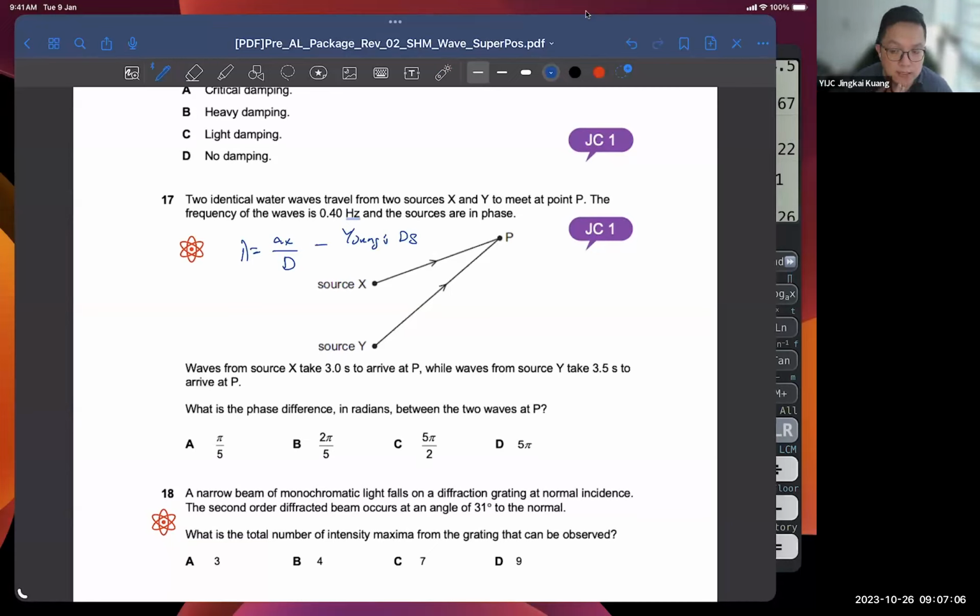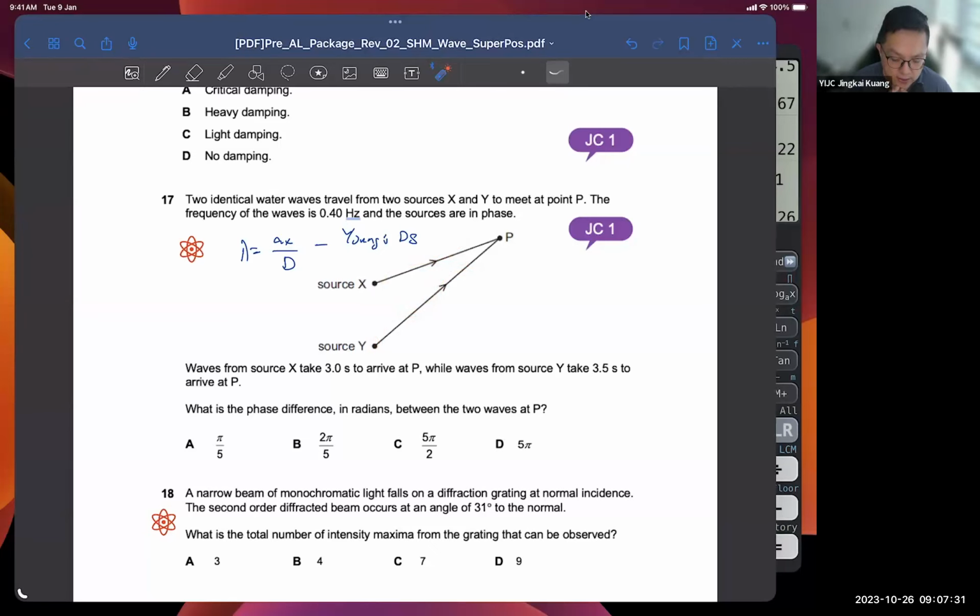In most cases, your interference will be just as simple as having two sources like this. You have your source X and source Y, they are traveling towards the same point, and then they will meet at that point and interfere with each other. So for this kind of question, you need to go back to the basics and count in terms of wavelengths, how many wavelengths you have, etc. Then see whether they're in phase or out of phase.